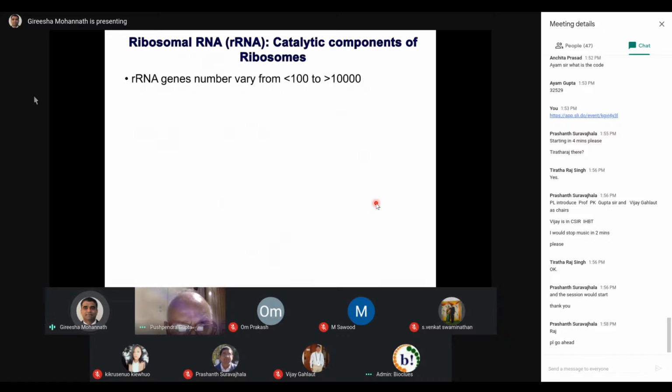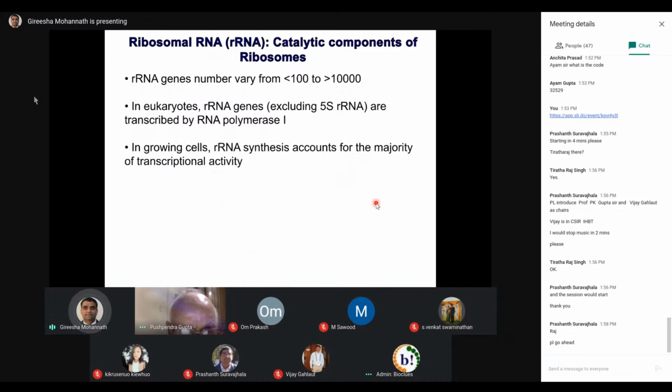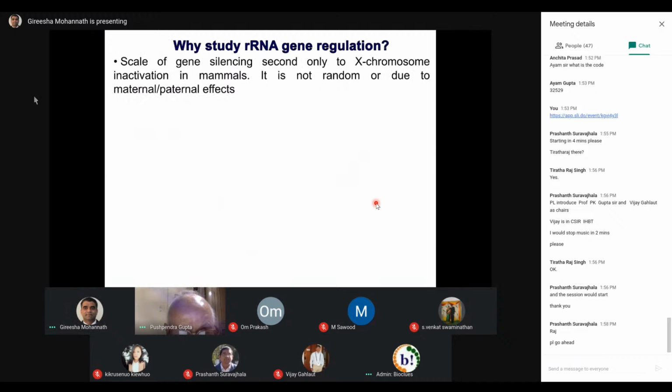The copy number varies from less than 100 to more than 10,000. 5S rRNA genes are transcribed by RNA polymerase 3, whereas 45S rRNA genes are transcribed by RNA polymerase 1. If any of you have loaded RNA on a gel, what you see as a band is usually rRNA or tRNA. That clearly tells us it's the most abundant species in the cell.